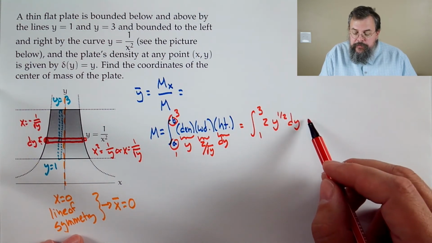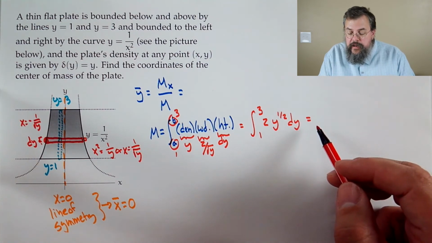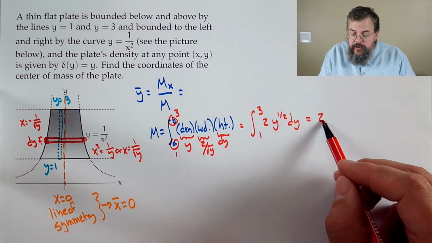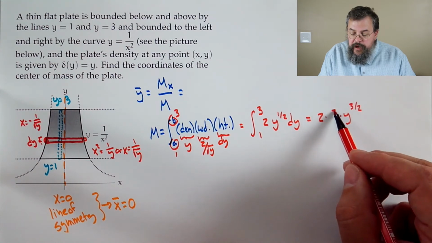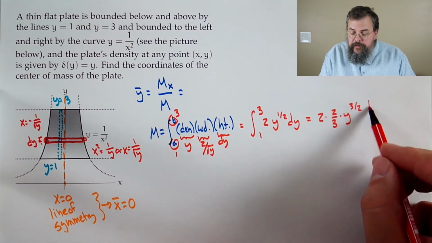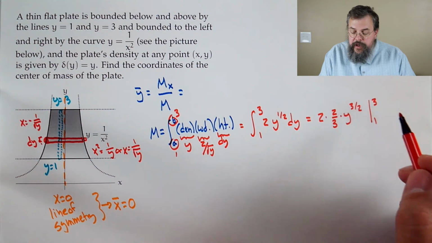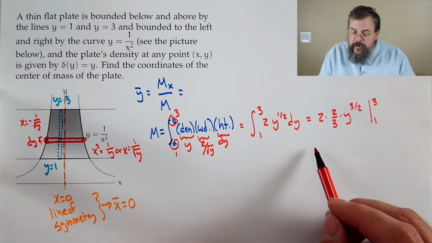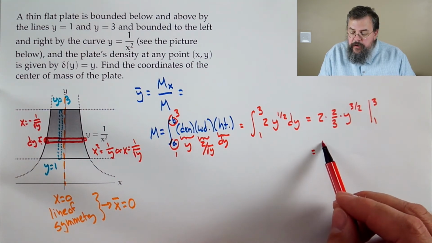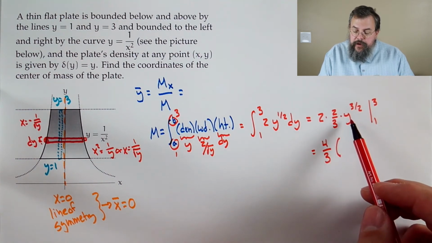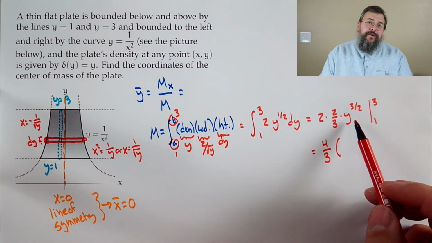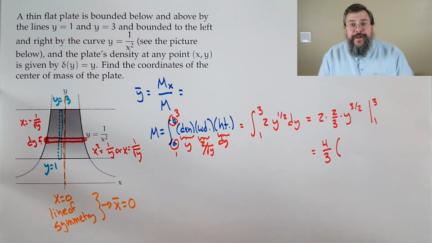All right. Well, we can integrate that. That's a 2. We'll have y to the 3/2 multiplied by 2/3 and evaluate from 1 to 3. So what does that turn out to be? Well, 2 times 2/3 is 4/3. When you plug in 3 to the 3/2, well, it's 3 to the 3/2. There's not really much you can do.